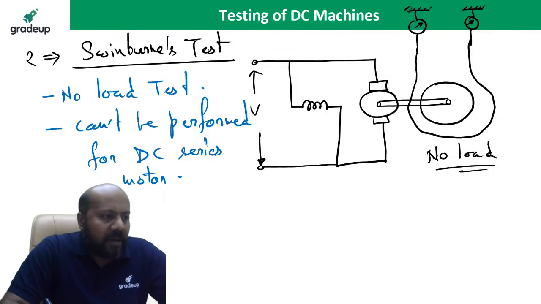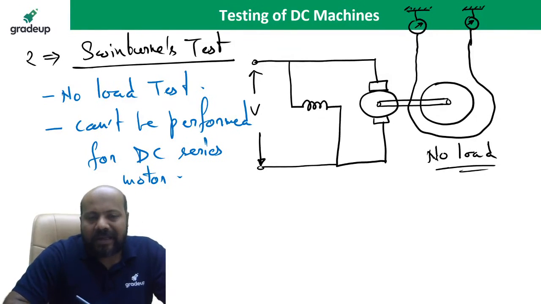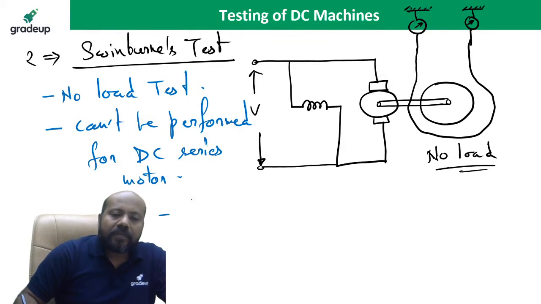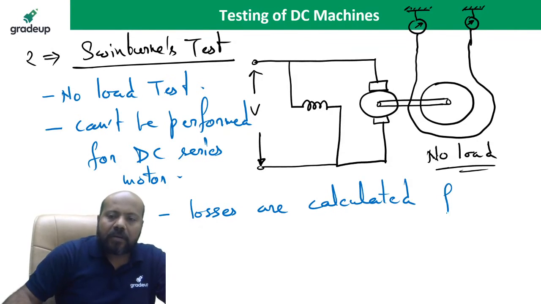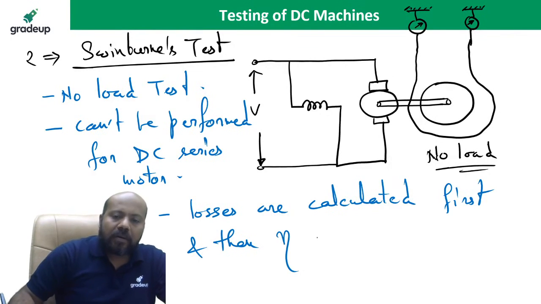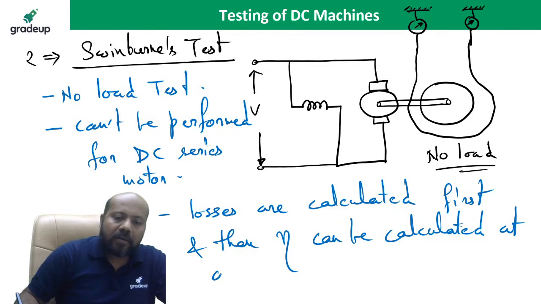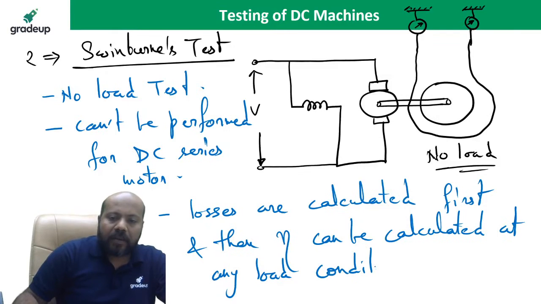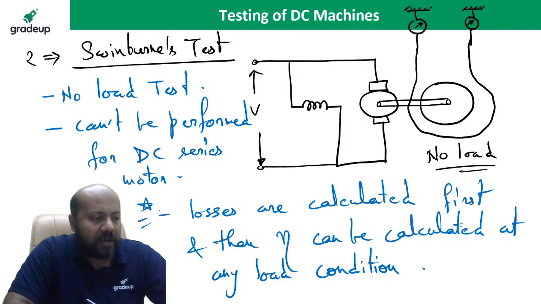Now, what is the logic behind this Swinburne test? The logic behind this Swinburne test is that losses are calculated first, and then efficiency can be calculated at any load condition. This is very, very important to understand this particular test.